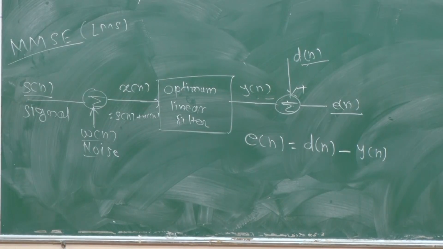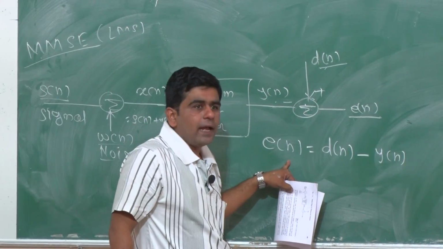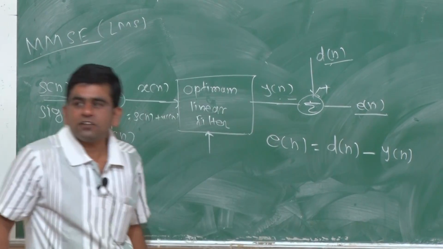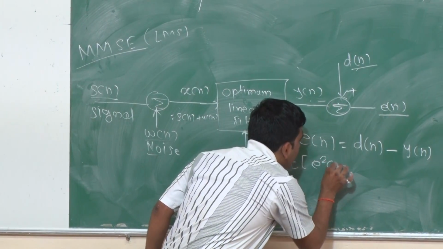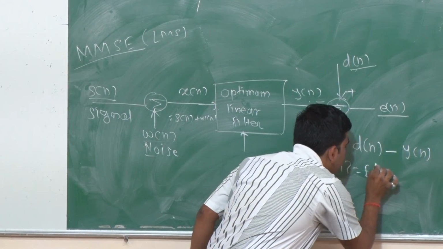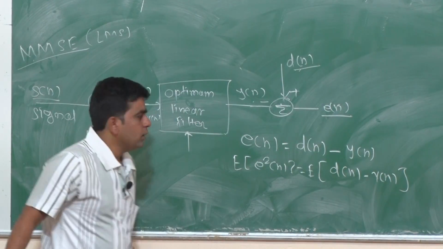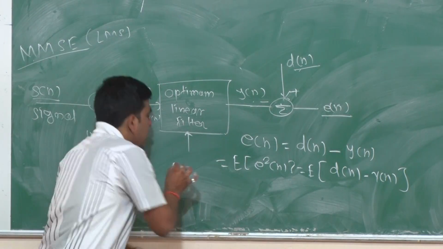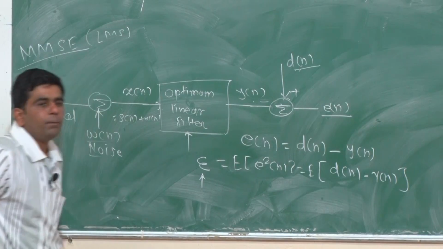So our target is to design such an optimum filter in such a way that we will get this e of n with minimum value. To calculate the mean square error, we have to take the expected value of e square of n, that is equal to the expected value of d of n minus y of n, squared. Here the expected value of e square of n is nothing but epsilon. This epsilon stands for mean square error, and we have to design such an optimum filter which will minimize this mean square error.